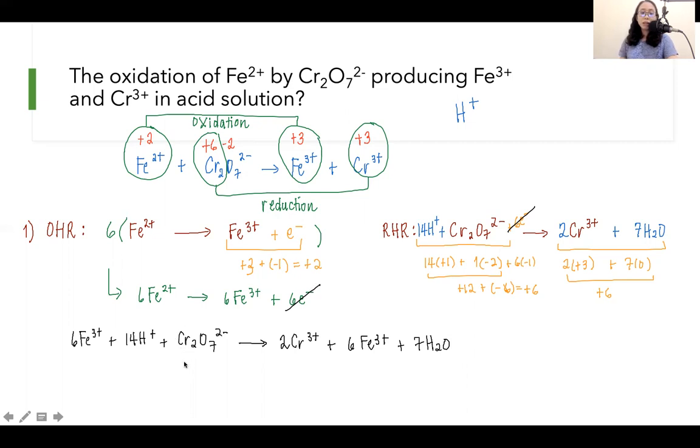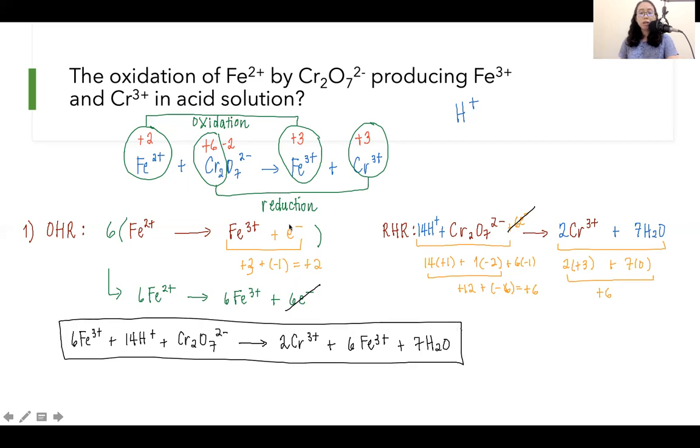So in the final step, we just need to check if the atoms are also balanced. So we have 6 irons on both sides. We have 14 hydrogens on both sides, 2 chromiums, and 7 oxygens. And this is now our balanced redox reaction for the oxidation of iron 2 ion by dichromate.